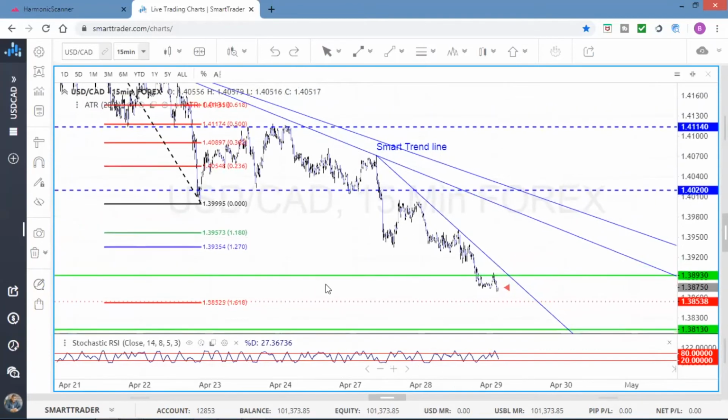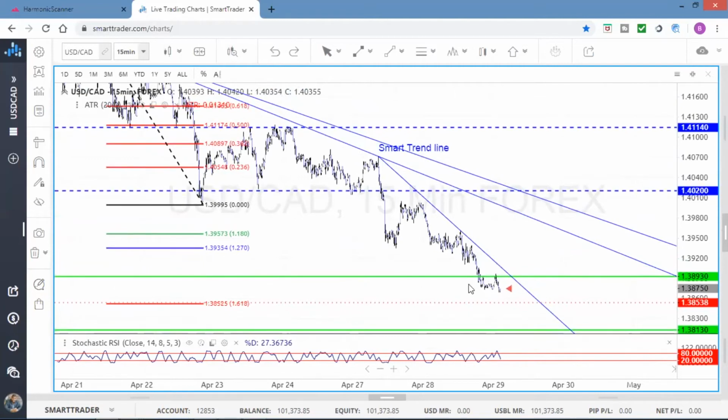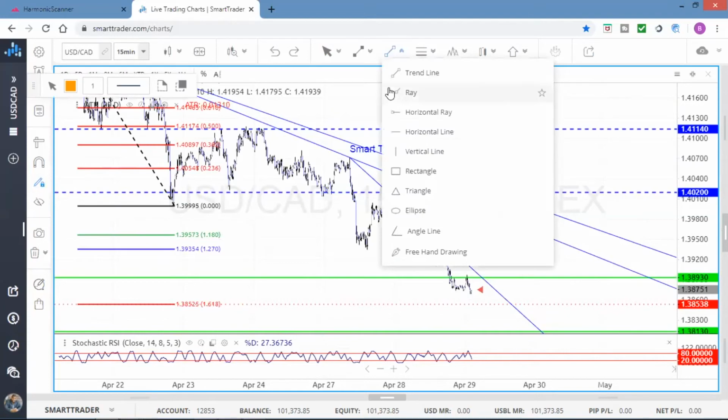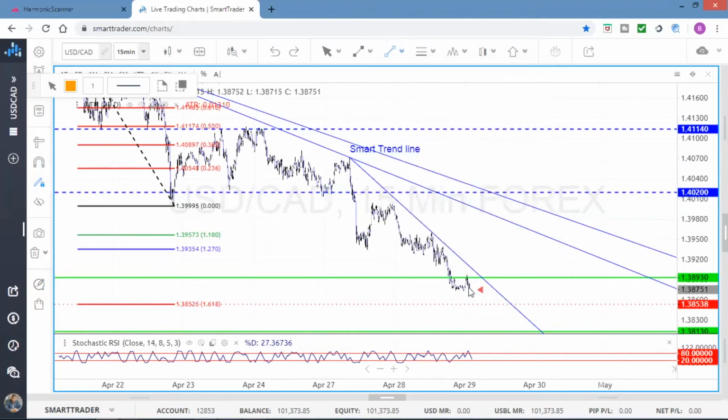Okay, so what we're looking for now is for this D extension to be hit and exhaust. A new fib is going to form up there on the 1 hour. But all we're looking to do here is we're looking for this trade to do this. And we look for the same thing every single time. And that's the consistency that the harmonic scanner brings. So we're looking for this trade to do this.